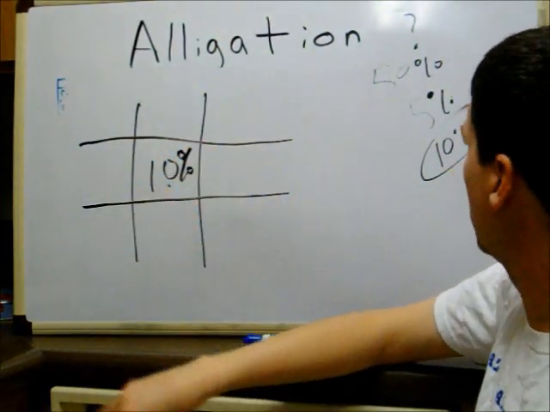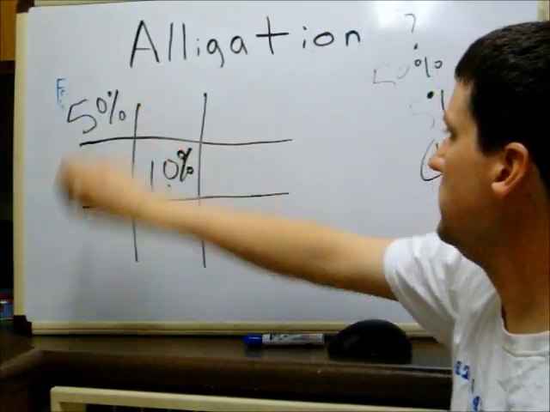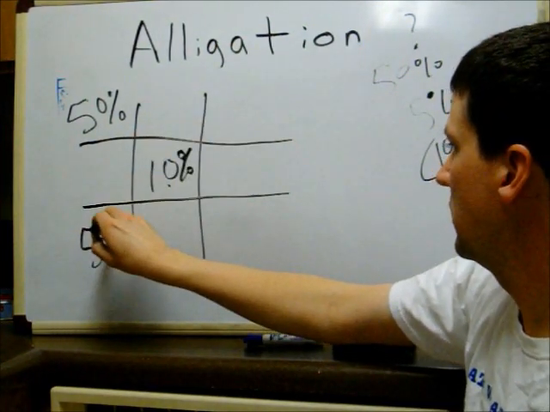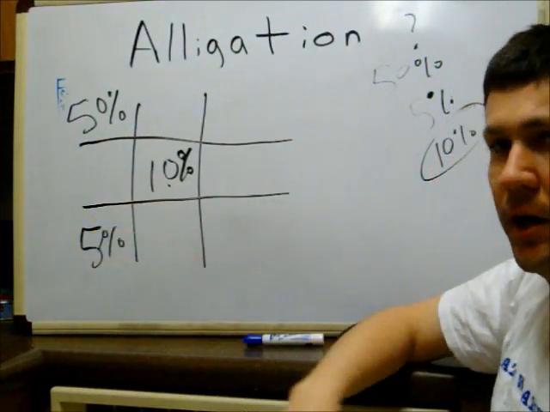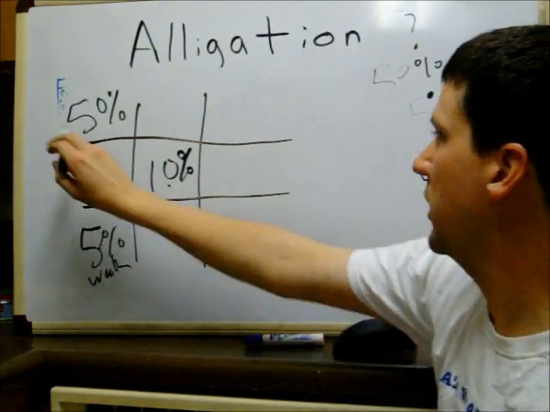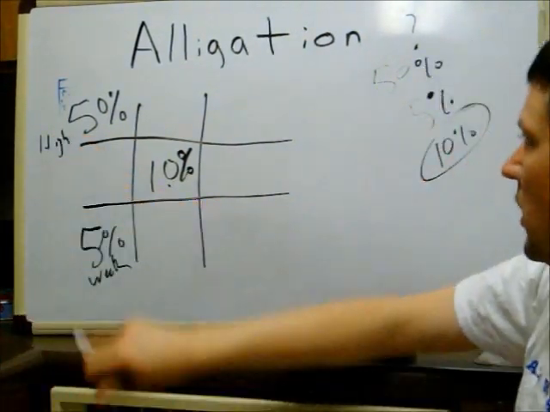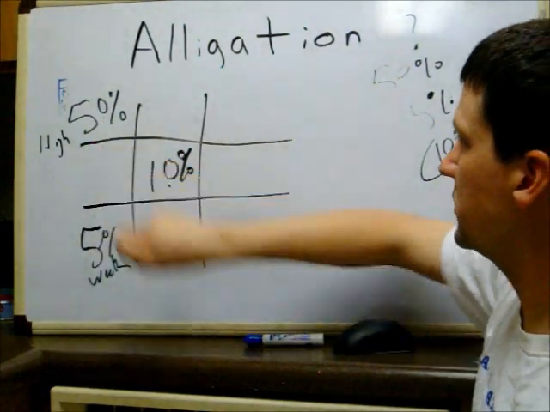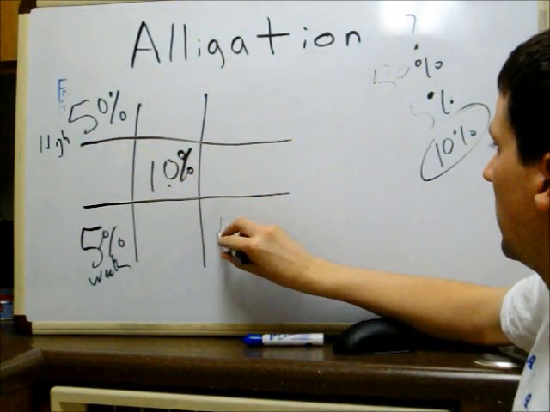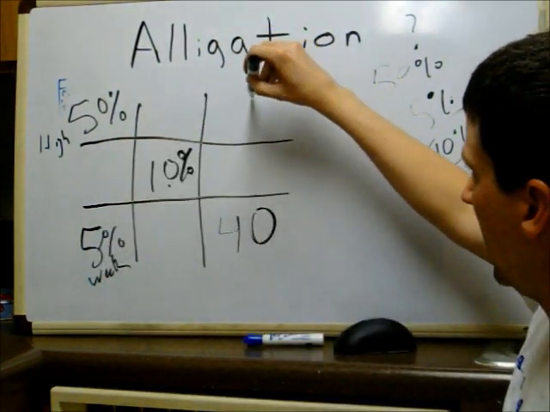That's our desired. And so we're mixing 50% and 5%. Alright, so again, this is our weak or low concentrated, and this is our high or strong. Alright, so then our next step is to subtract. So 50 minus 10 is 40. Alright, and then 10 minus 5 is 5.